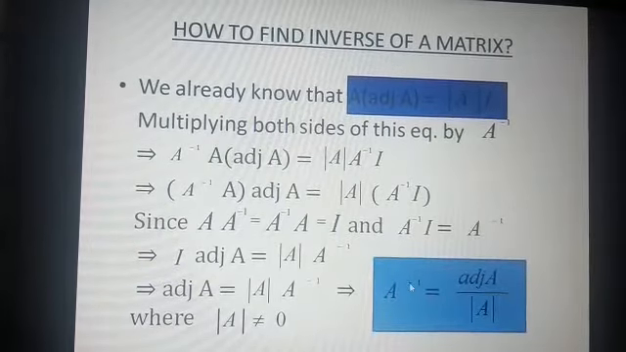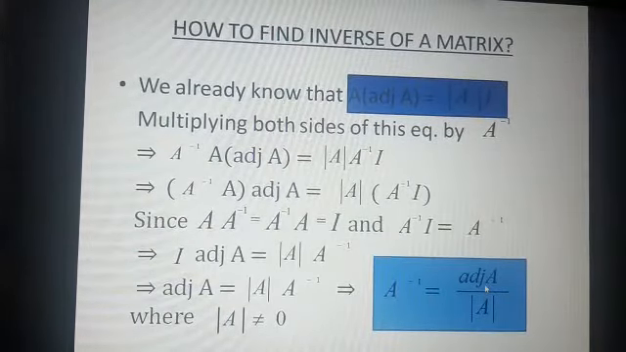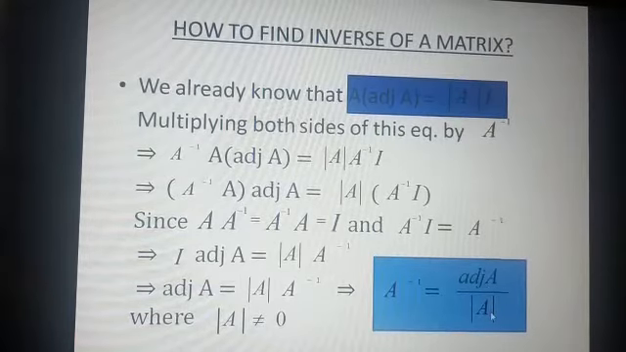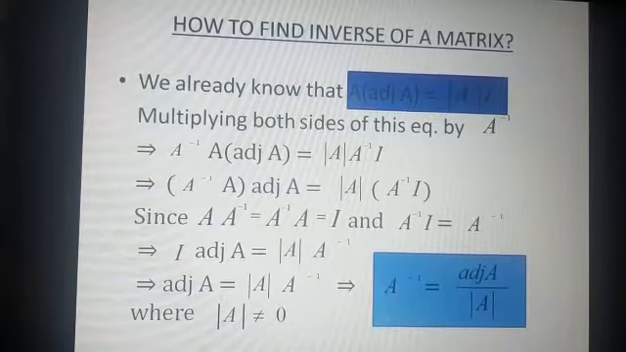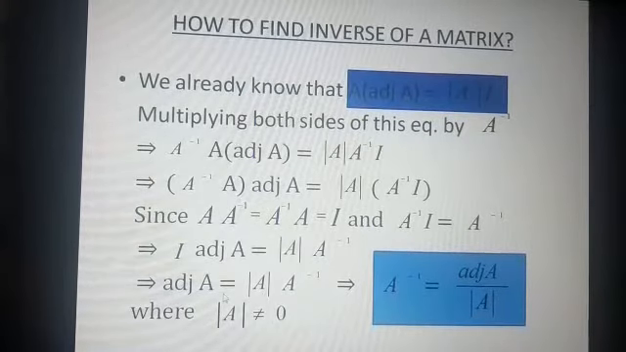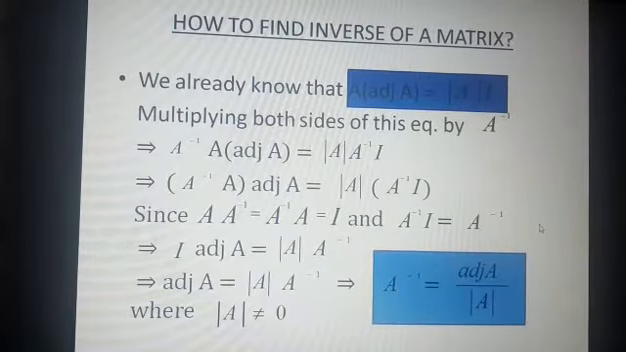To find the inverse, we need two things: the adjoint of the matrix A, and the determinant. But remember that the determinant of A should not be equal to 0. That is, it should be a non-singular matrix. We will see this by some illustrations.